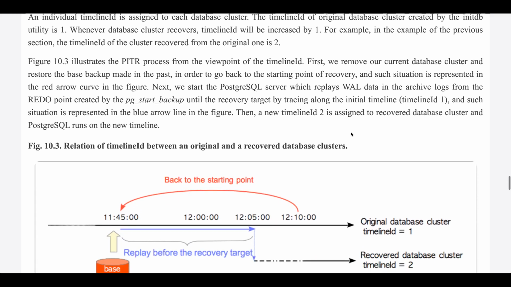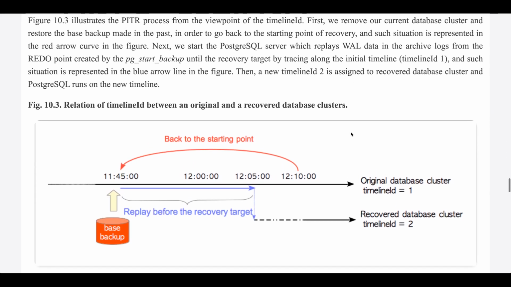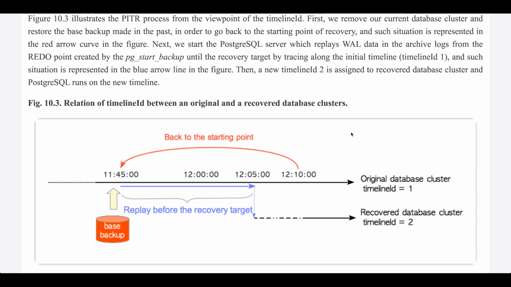Figure 10.3 illustrates the PITR process from the viewpoint of the timeline ID. First, we remove our current database cluster and restore the base backup made in the past in order to go back to the starting point of the recovery, and such a situation is represented by the red arrow curve in the figure.